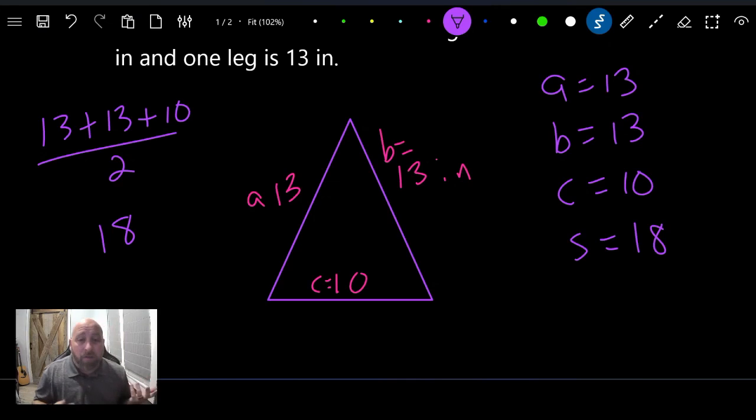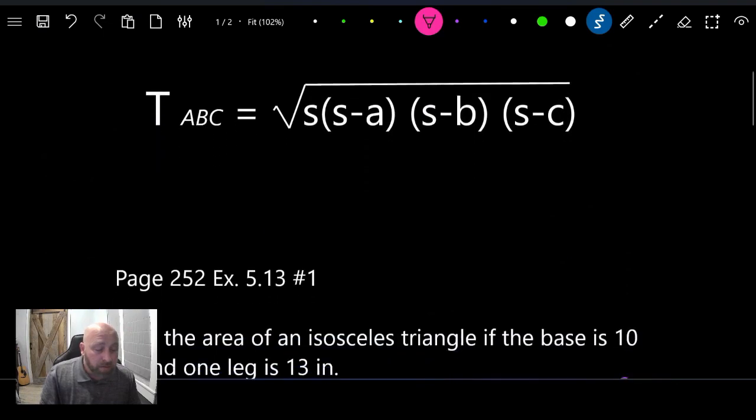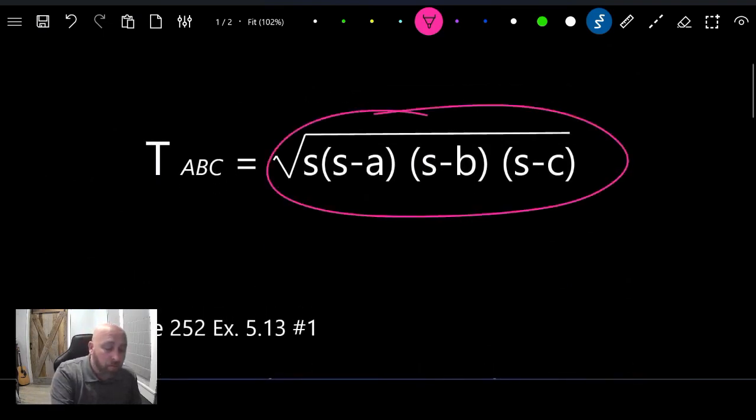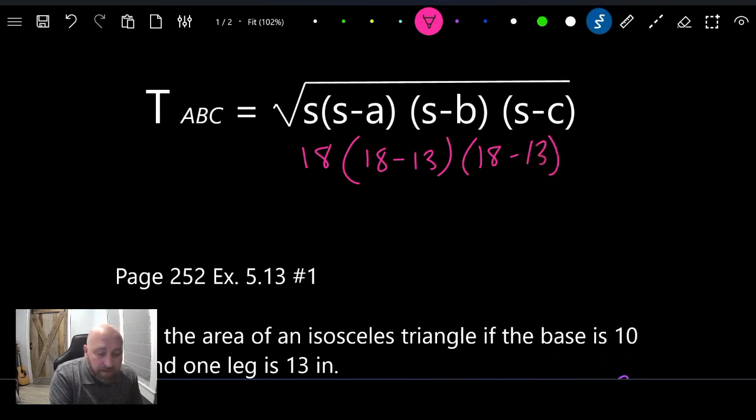Now what do we do? Now we go ahead and we just start plugging in, because we know our formula and now we know our A, B, C, and S. So let's just go ahead and plug into it. So there's the formula right there. I'll just plug into it right here and we'll work it from right here. So S is 18. So we have 18 times 18 minus A was 13. And then that's times 18 minus 13 again, and then that's times 18 minus 10, because that was the side that we said was C.